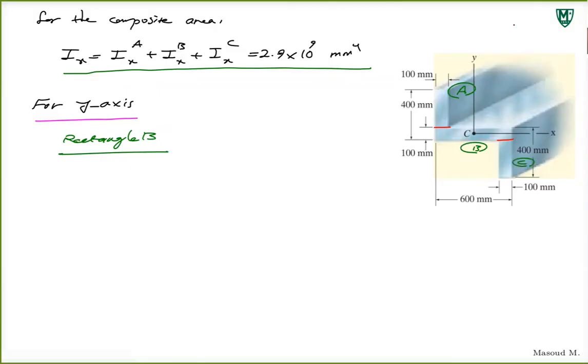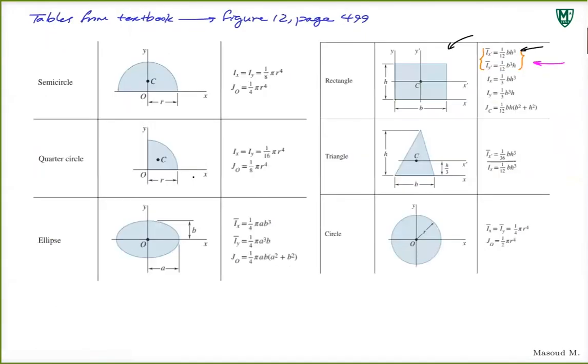Let's focus on rectangle A. This is A. I'm going to separate that. And here are the axes passing through centroid. It's exactly in the middle. X prime, Y prime. So to find the area moment of inertia about y-axis, right, we use the table we had here.